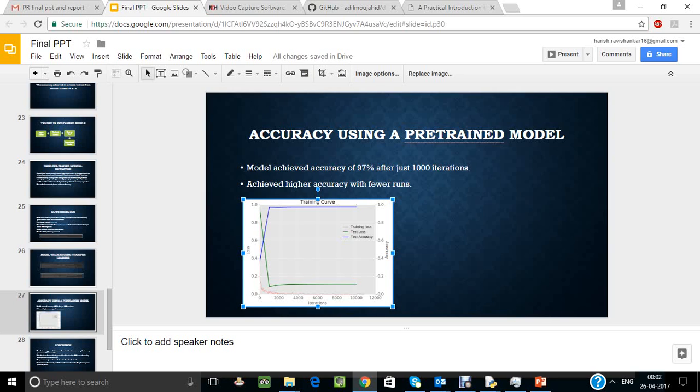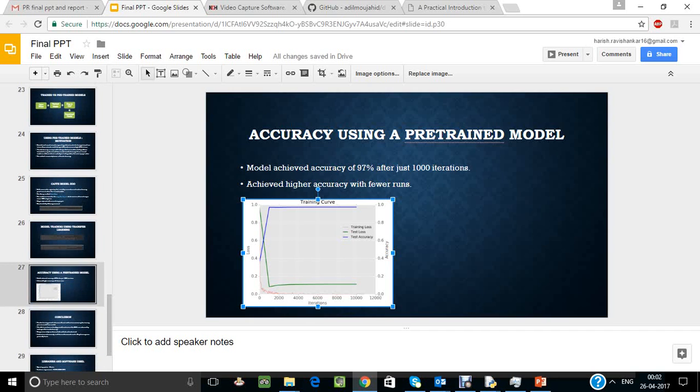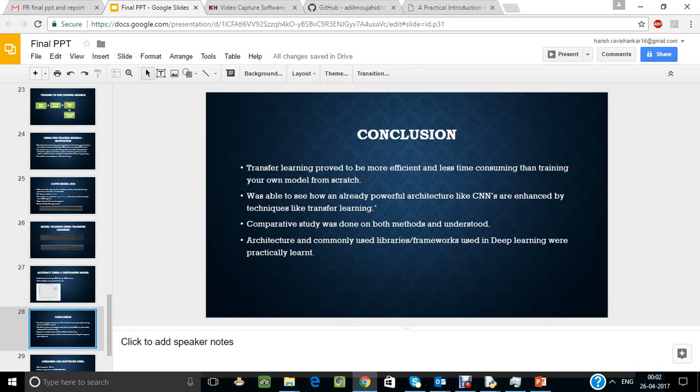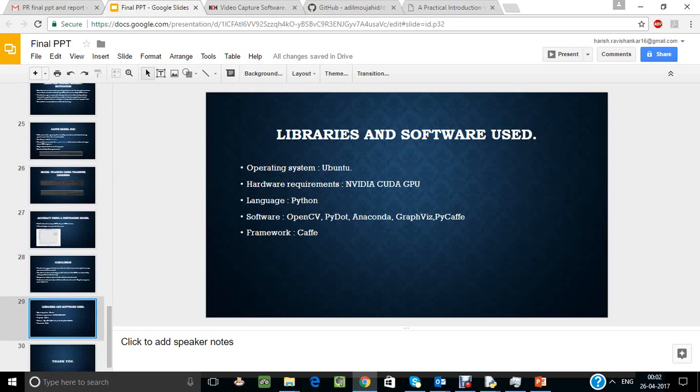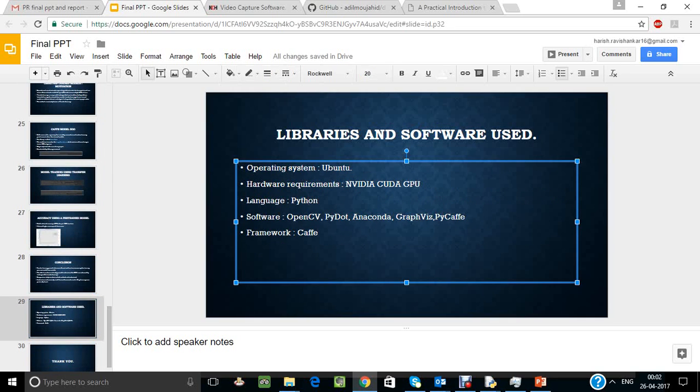and we had to define the model and the solver similar to what we had done while training the system from scratch, and they were fired using the following commands. After using a pre-trained model, just after 1000 iterations, the model was able to display an accuracy of 97%. It achieved a higher accuracy than training from scratch with just a fewer number of runs, and it was shown to be overall much more efficient.